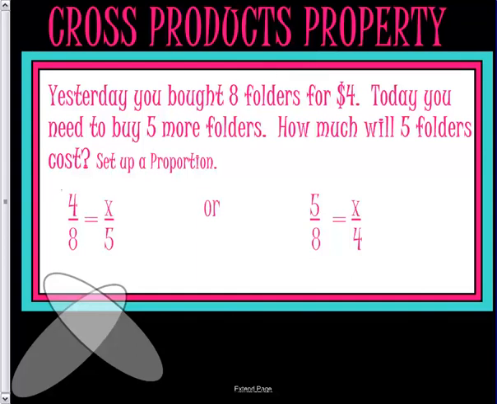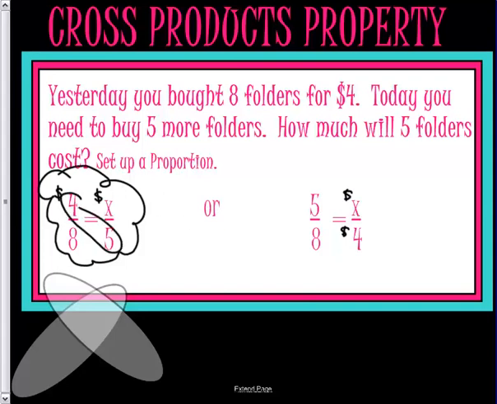You bought $4, 8 folders. How much money will 5 folders cost? Or you can set it up, you bought 5 folders, and you don't know the cost versus 8 folders for $4. Now this is the standard one that we would normally use. I'm going to show you this proportion, but we're going to check to make sure both work.